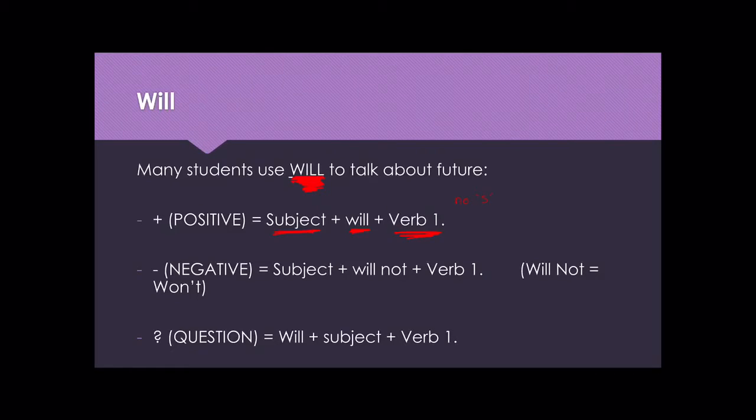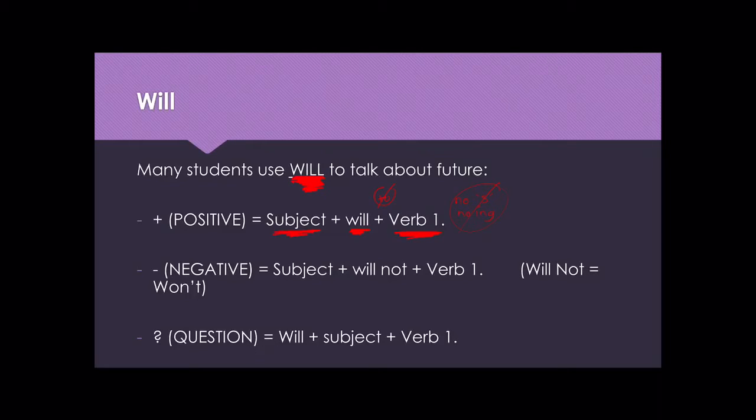There's no need for any S for he, for she. There's no INGs. Really, for everyone, it's just I will go, I will play, I will study. So we don't need to remember too many things. We just need subject, will, and verb 1.